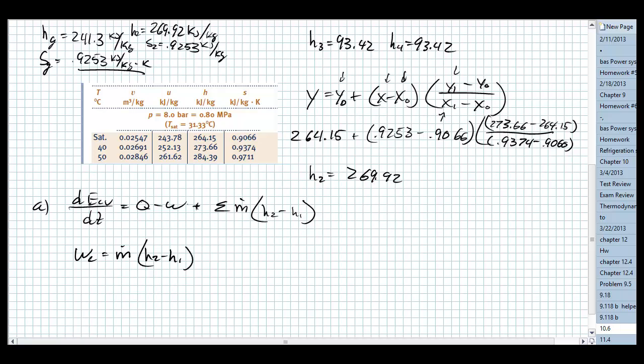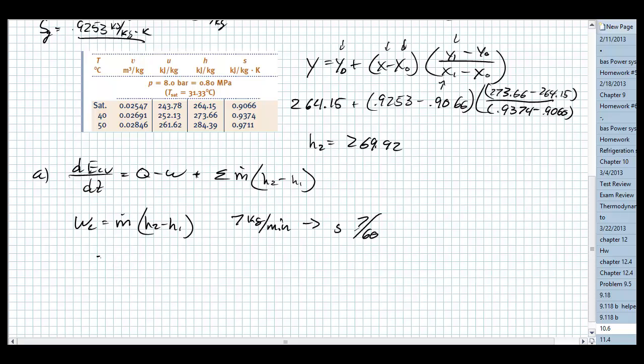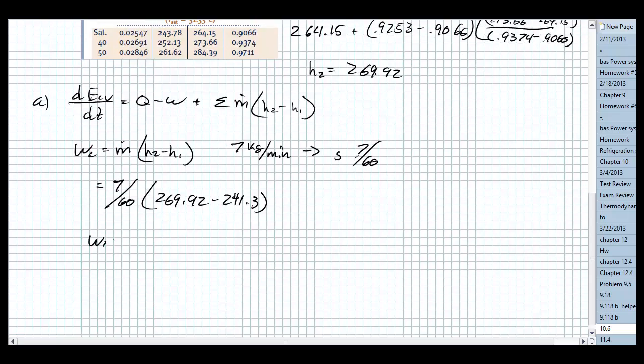Now the mass flow rate is given to us as 7 kilograms per minute, so we have to change that to seconds for the kilowatt, because kilowatt is in units of seconds rather than minutes. So we simply do 7 over 60 for our m dot. The problem now becomes 7 over 60 times 269.92 minus 241.34. And when you solve that, you get the work of the compressor equals 3.339 kilowatts.